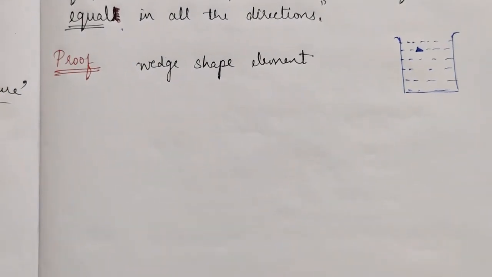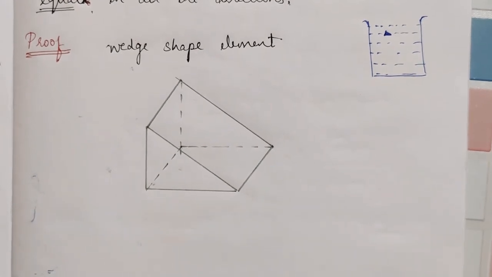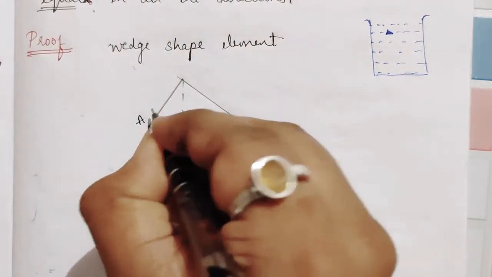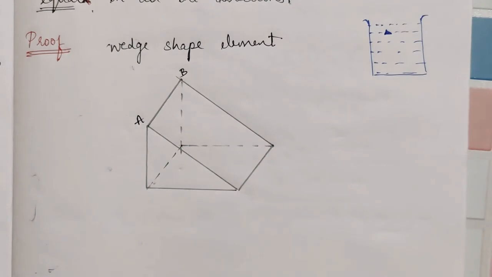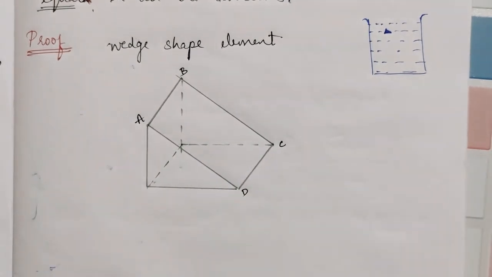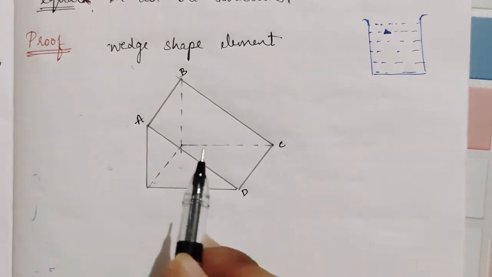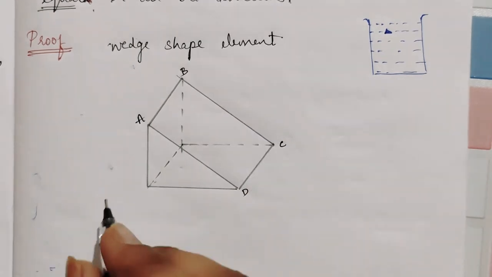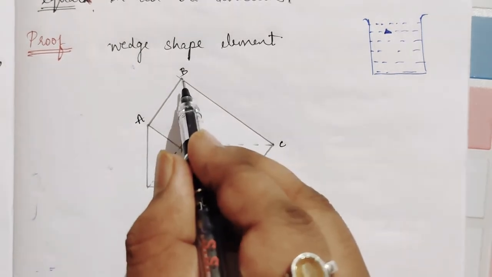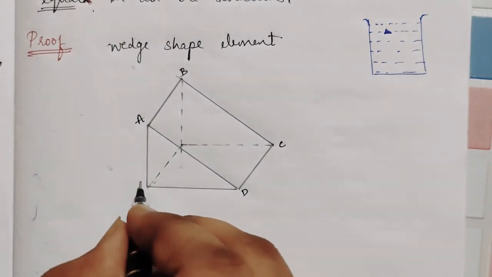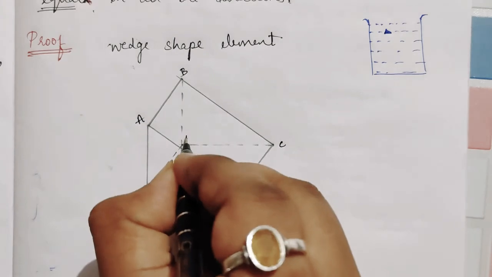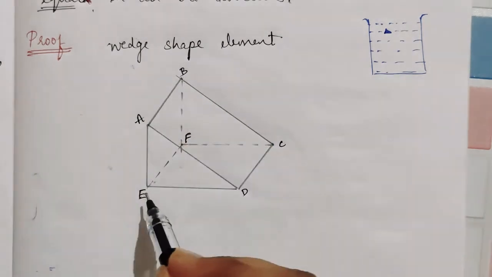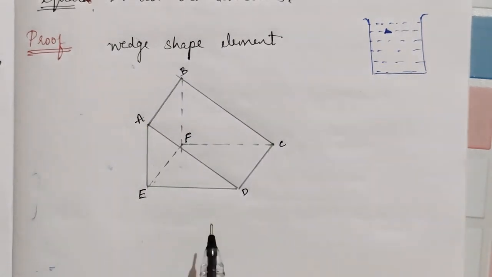I'll draw a neat diagram and let you know. I tried to draw the wedge in 3D. Let us name the vertices: A, B, C and D. This is the first face. This wedge has three faces, no? So the first face is done. Now the second face: I'll take this as E and F. So A, B, C, D is the first face, and A, B, E, F is the second face, which is this one.